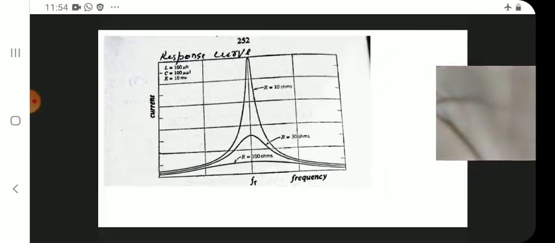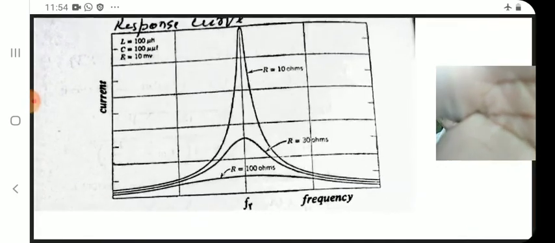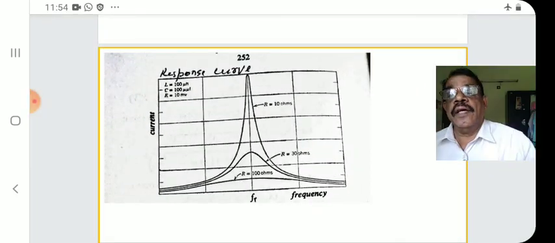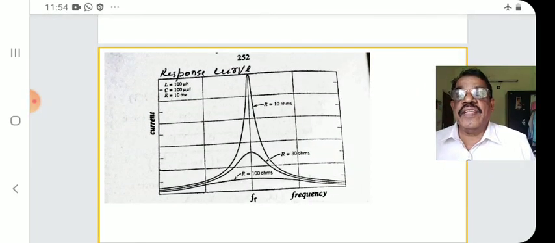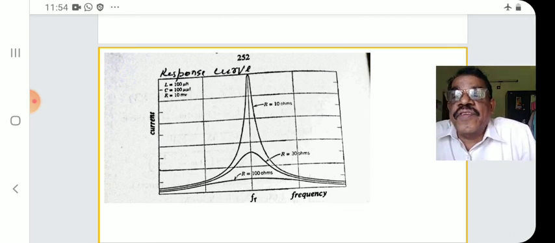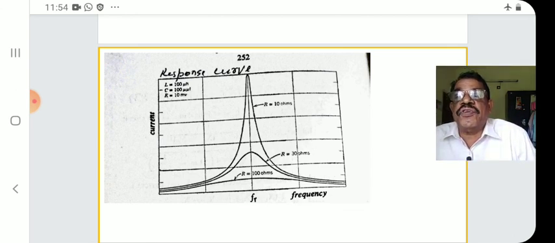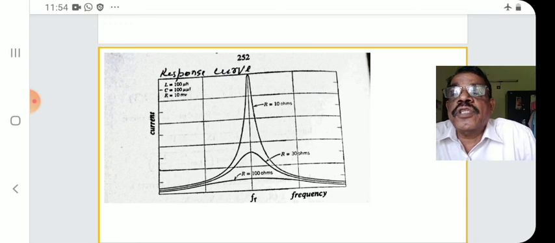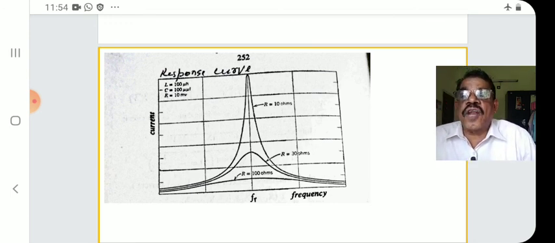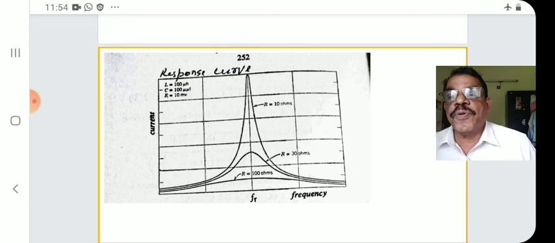In the y-axis current is taken, in the x-axis frequency is taken. We can see that when the applied frequency reaches the resonant frequency, the current amplitude is maximum. And this curve is called resonant curve or response curve.